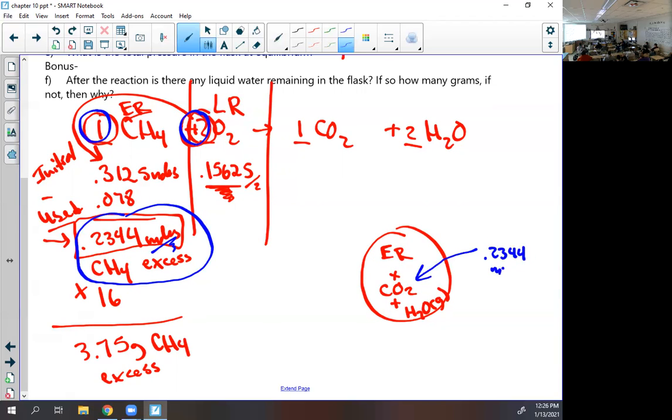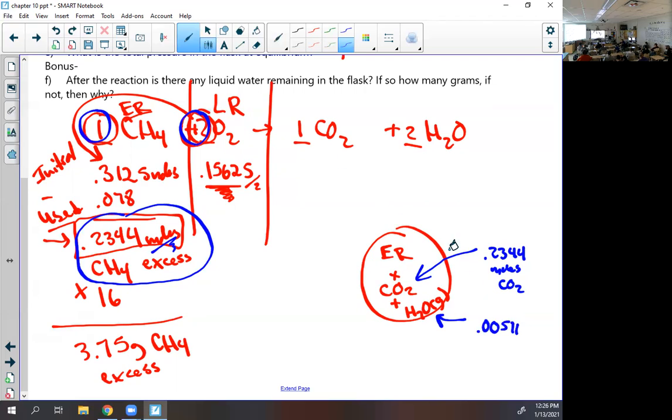All right, so now in my flask at the end, I know I have at least 0.2344 moles of CO2. I also actually have already calculated the water vapor moles. That was early, or up higher on the paper. It was 0.00511.